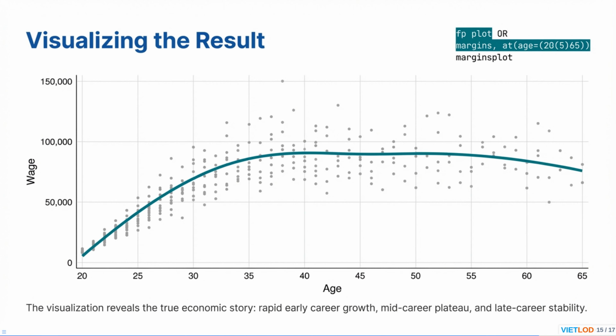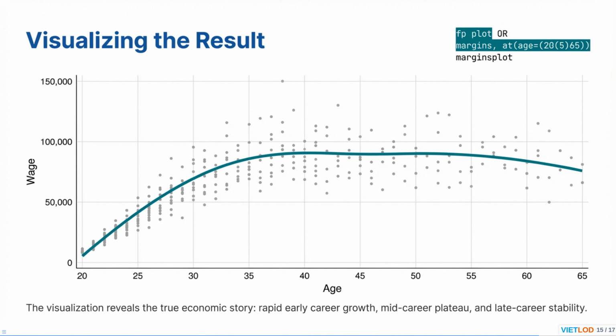This graph represents the culmination of our analysis, plotting the predicted wage against age based on our fractional polynomial model, with other variables held at their mean. This curve provides a clear visual representation of the complex relationship we've uncovered. The visualization reveals a compelling economic story: rapid wage growth during the early career, followed by a mid-career plateau where wage increases slow considerably, and then late career stability.